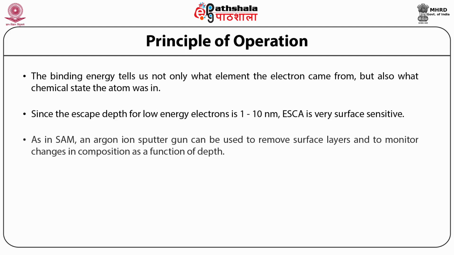Since the escape depth for low energy electrons is 1 to 10 nanometers, ESCA is very surface sensitive, as in SAM. An argon ion sputter gun can be used to remove surface layers and to monitor changes in composition as a function of depth.